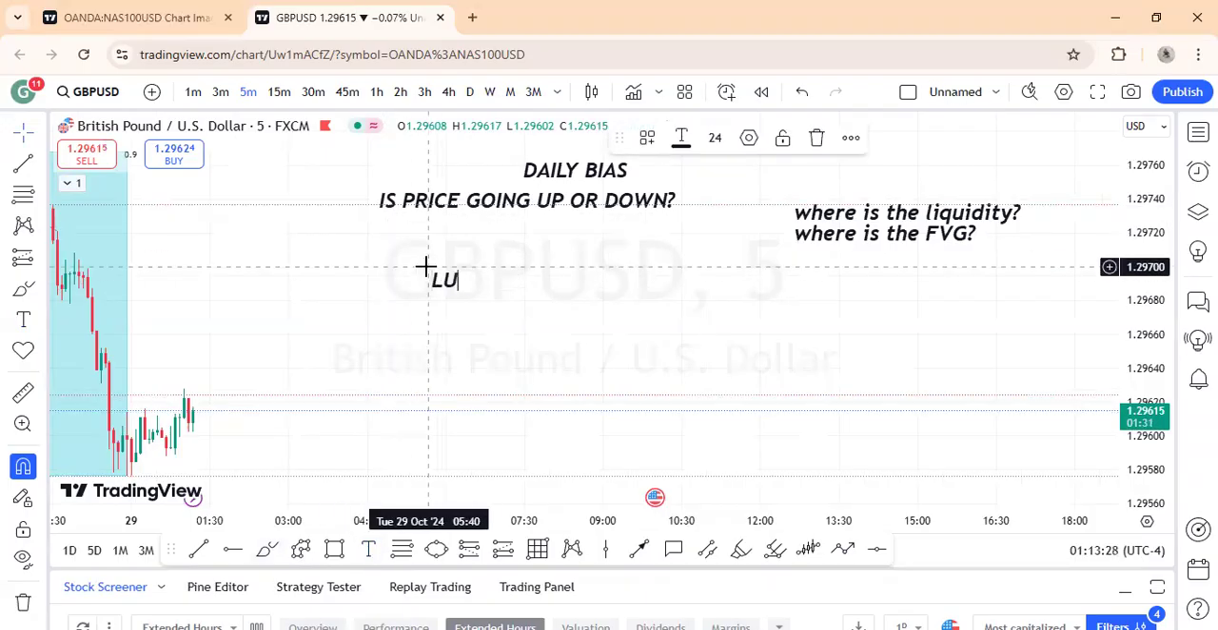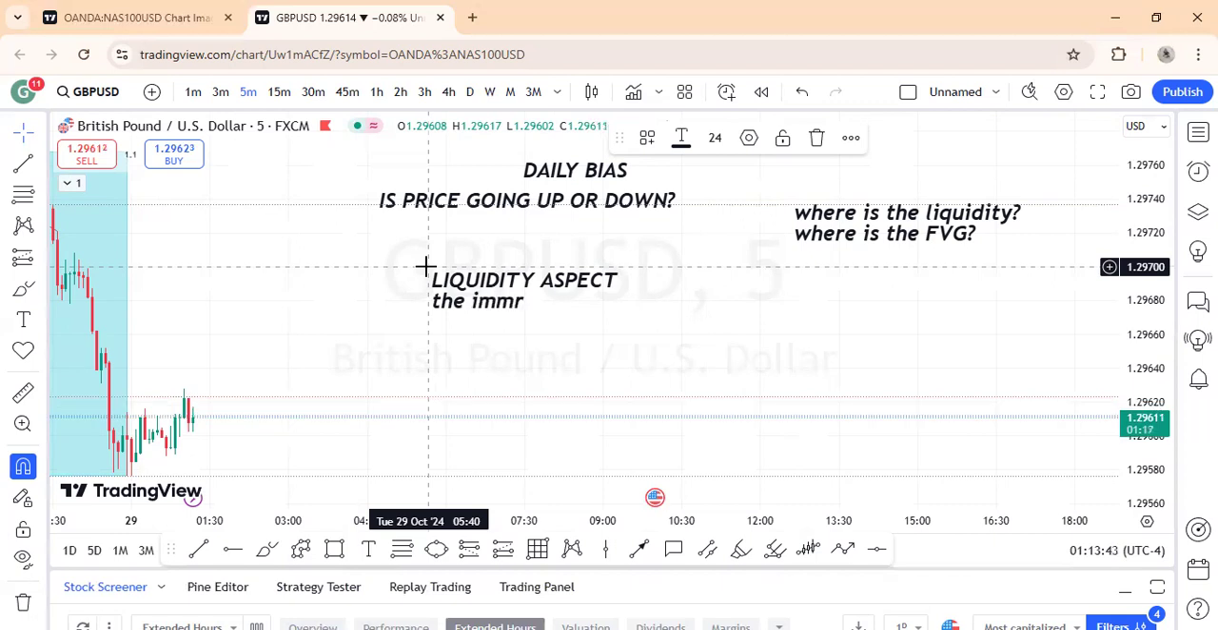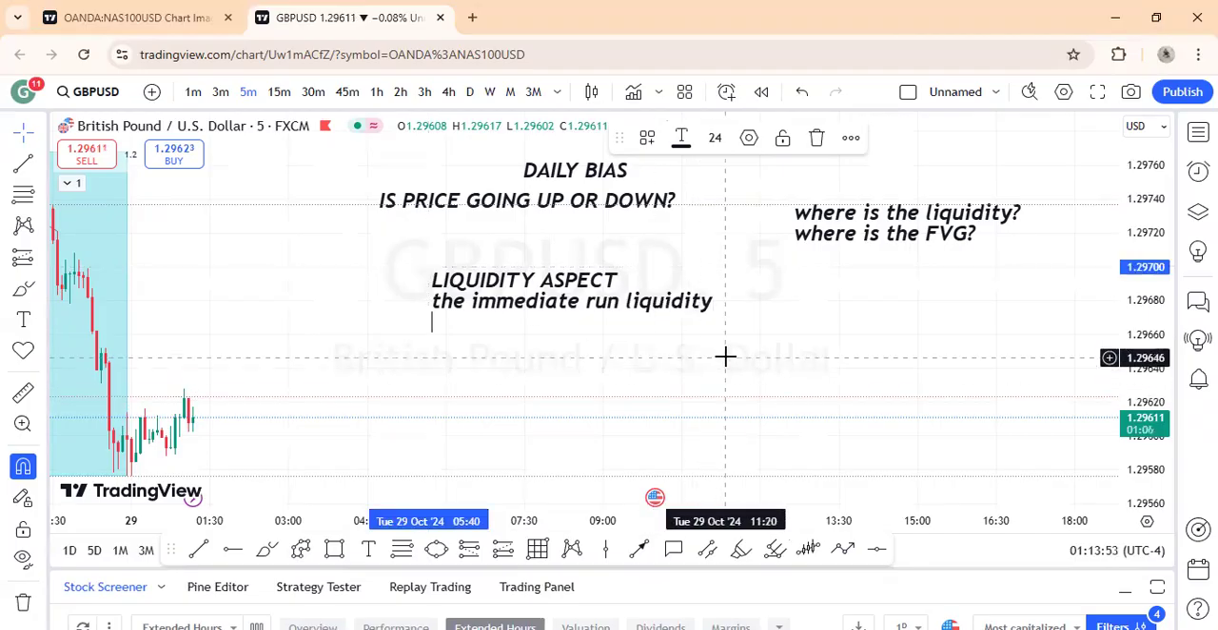Now, on the liquidity aspect of this question, there are two things to look at, right? This is my perspective. You look at the immediate run liquidity. Which one has been run? Like which liquidity has just been run, right? It gives you a perspective.